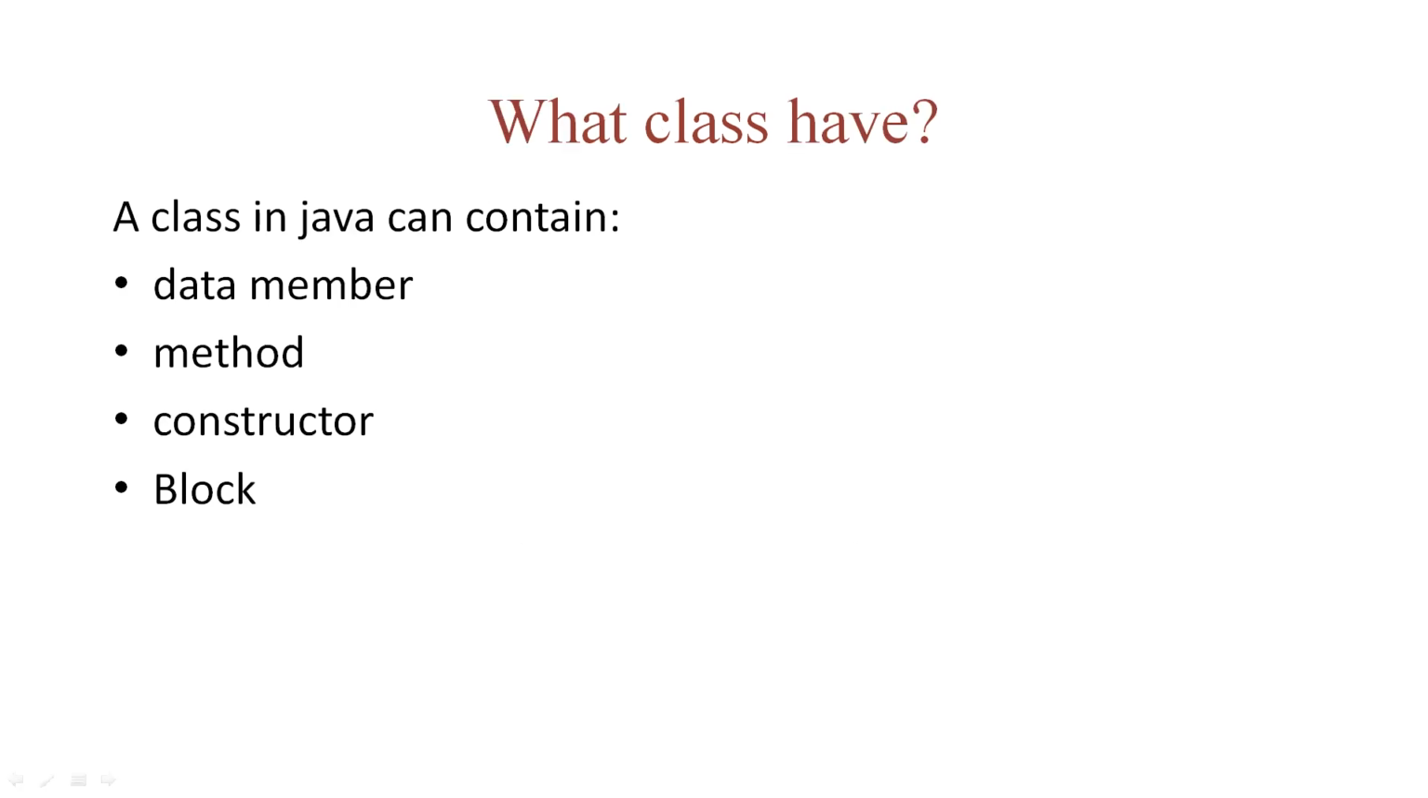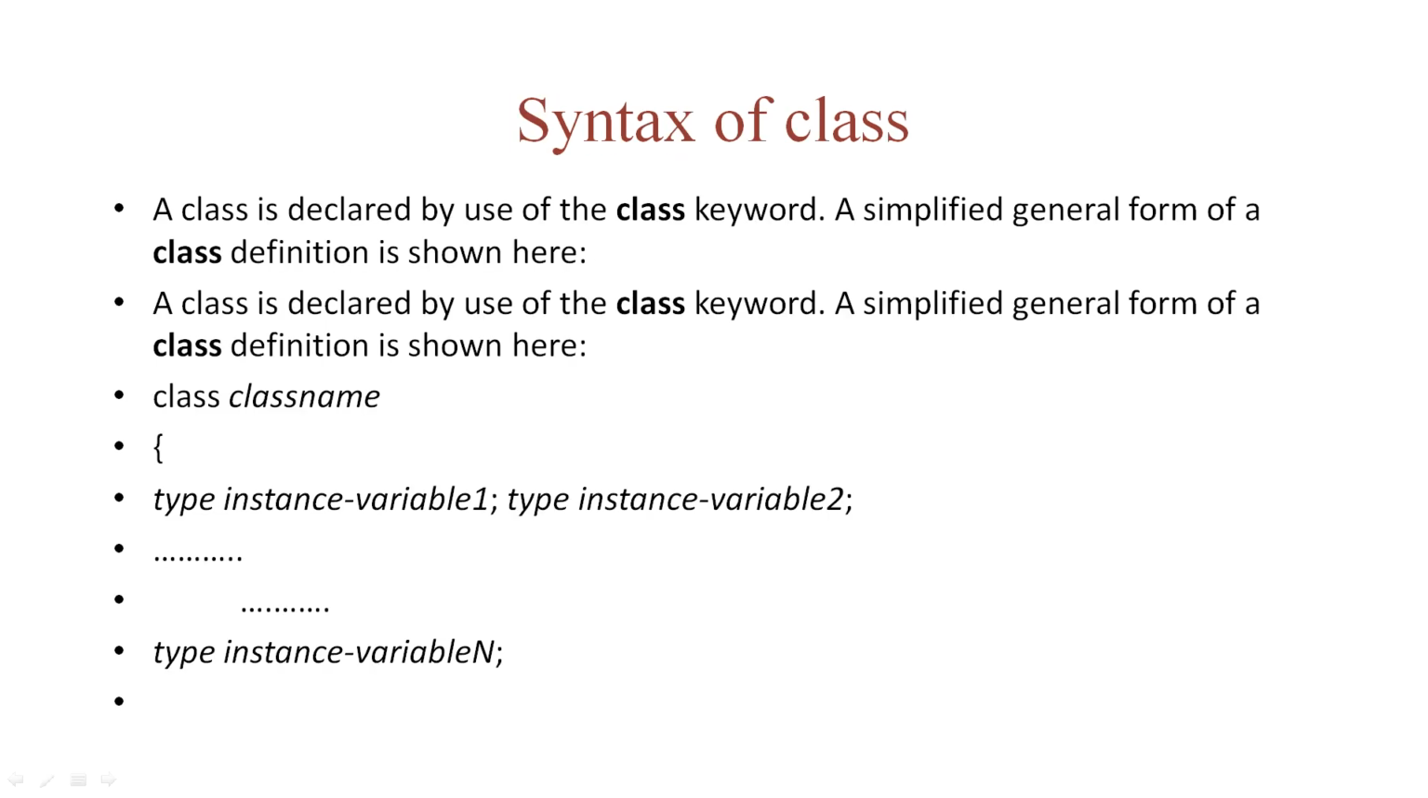And what does the class contain? A class may contain variable data, a method, a constructor. All these are possible in the class. A class may contain a block also. And how will the class be defined? We define the class with the keyword class followed by the class name, and whatever variables you want, we can declare those variables.